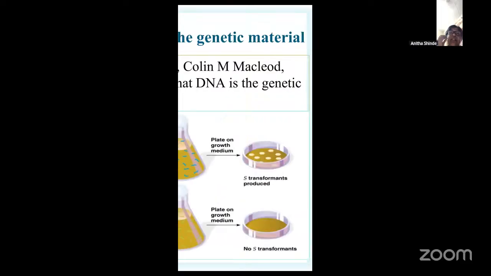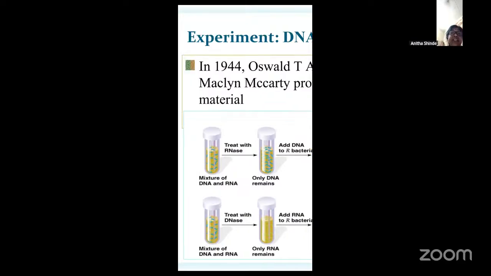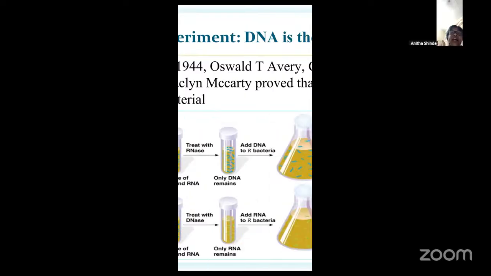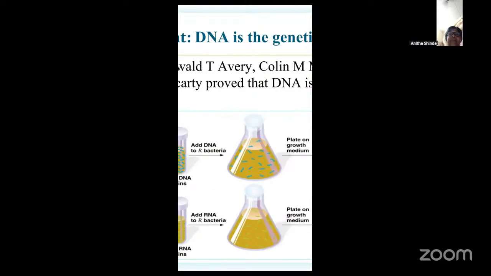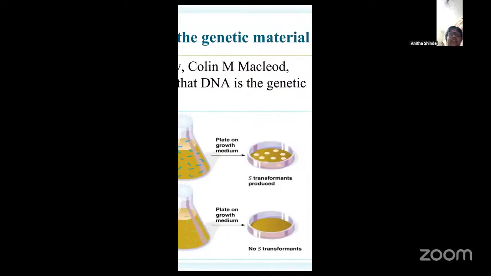They could produce transformants. Next, they treated the mixture with DNase so that only RNA remained. They added that RNA to the bacterial culture and plated it. There were no transformants. So by performing this experiment, they tried to prove that DNA is the genetic material, but not RNA.